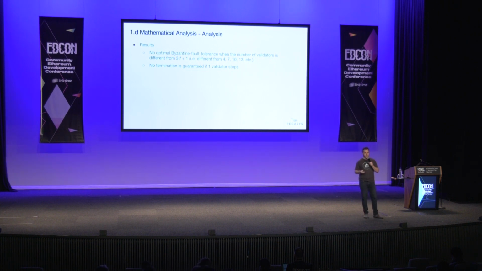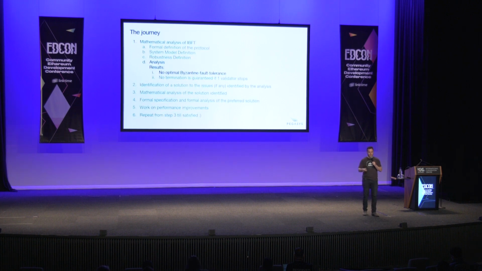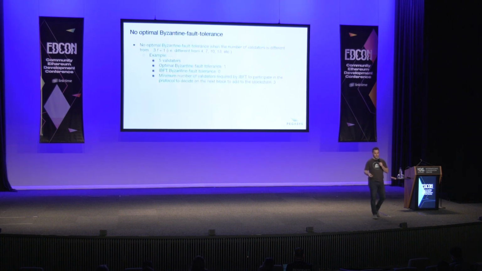The Byzantine fault tolerance is not optimal, and termination is not guaranteed, even if you consider that only one validator might stop. Let's look in more detail into these results. So the first one, I'll give you an example. You have a network of 5 nodes, of 5 validators. The optimal Byzantine fault tolerance in this case is 1, but we'll see that IBFT doesn't provide any Byzantine fault tolerance in this case.